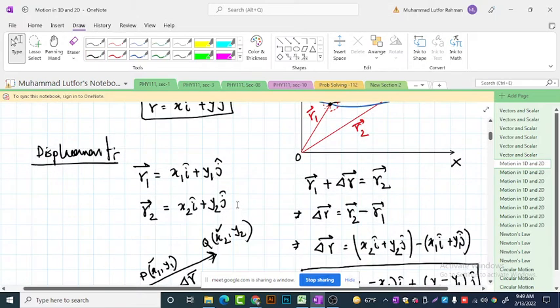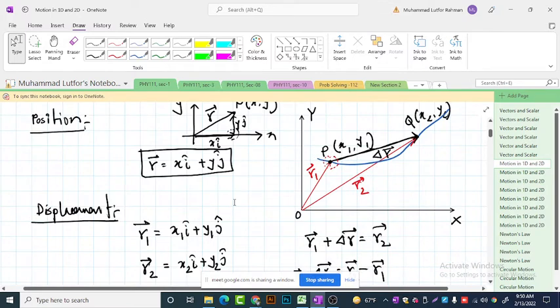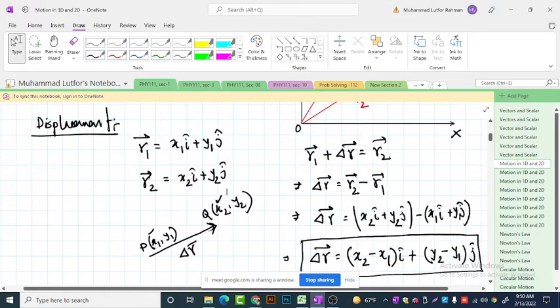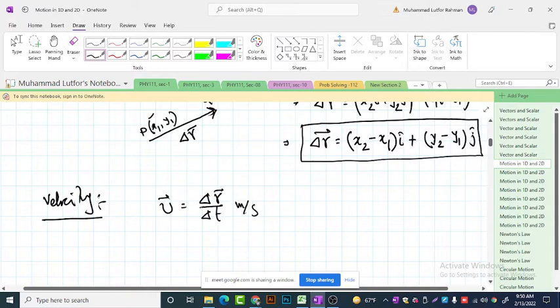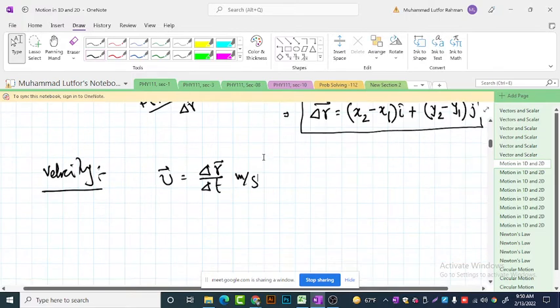Fine. If I know the displacement, now say if I want to find out the velocity, I can find it. So velocity we define as the rate of change of position, right? It is a general definition. So then we can define that velocity. It would be del r over del t, right? Meter per second. Del r is actually the change of position that we found over here. If we take the ratio del r over del t, that will give me the velocity.